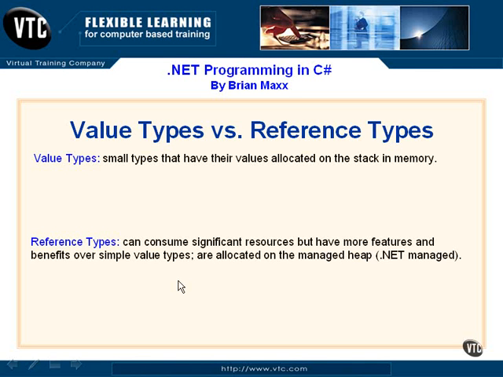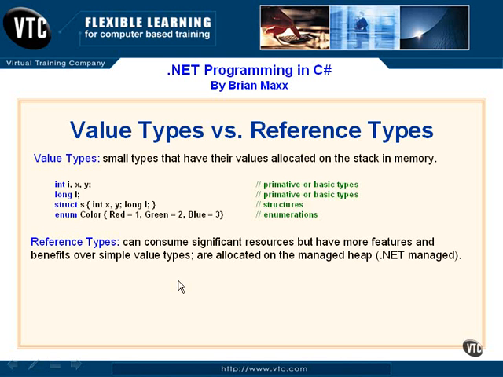This is the .NET Universe way of actually working with our objects to allow for a formalized way to get rid of them when they're no longer needed, and we'll see that later. But these reference types can consume a lot of memory, a lot of resources, but they definitely have more features and benefits over the simple value types. These value types are much smaller, and we'll talk about the features of those as well.